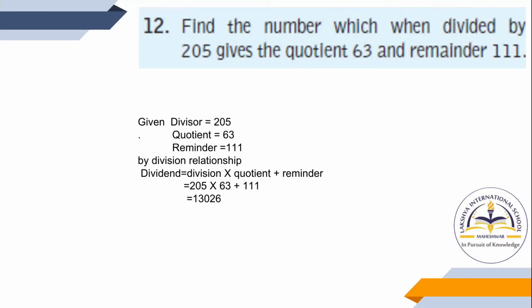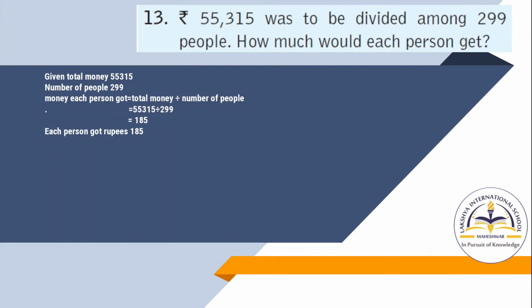Question number 12, find the numbers which when divided by 205 gives the quotient 63 and remainder 111. Okay, here you have to find the dividend in the same way as done in the previous question number 11. Same process you have to do in question number 12.